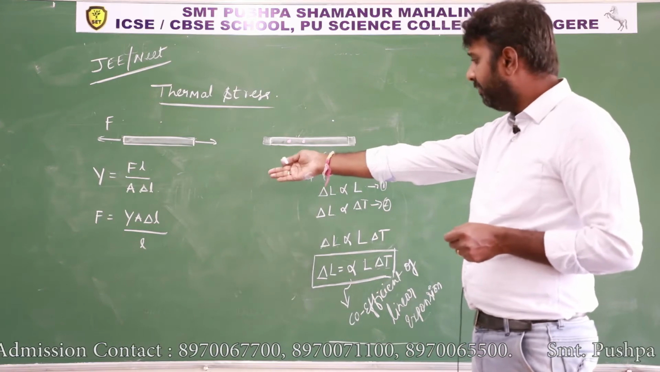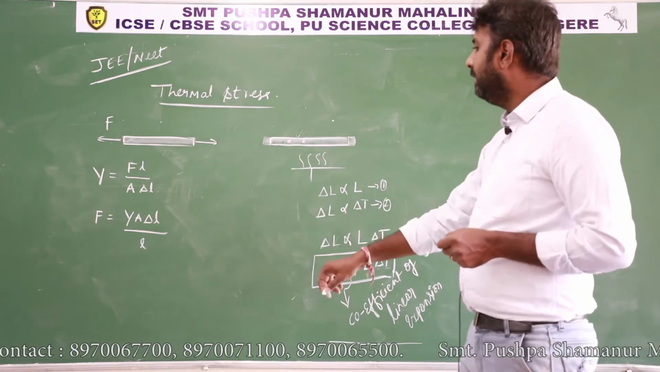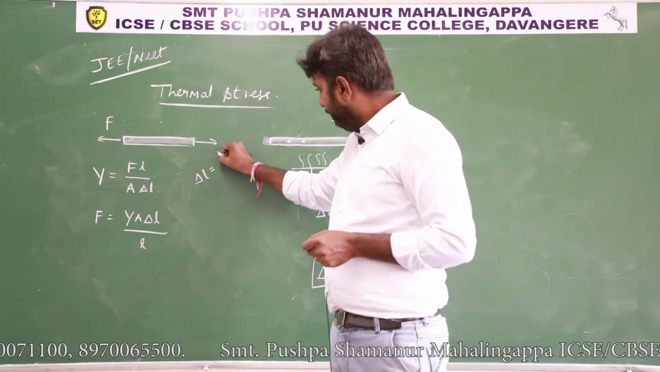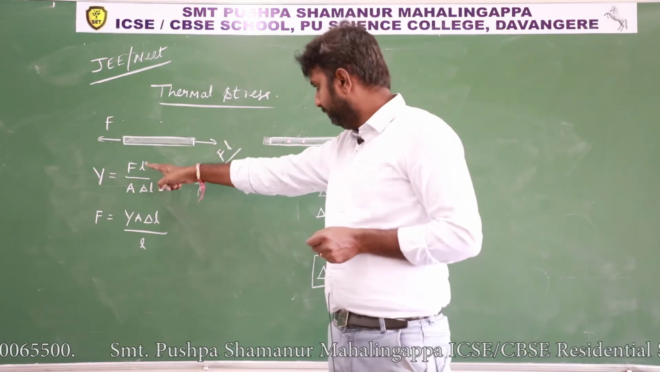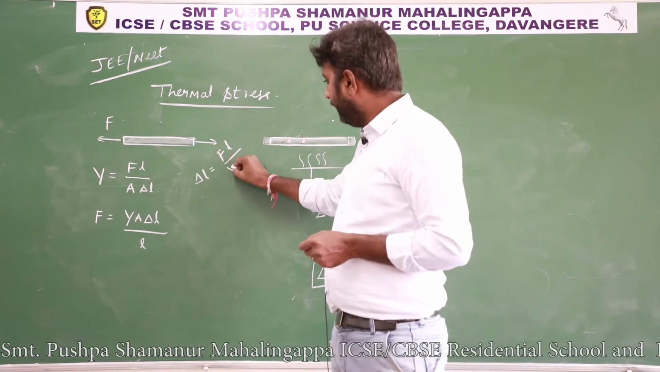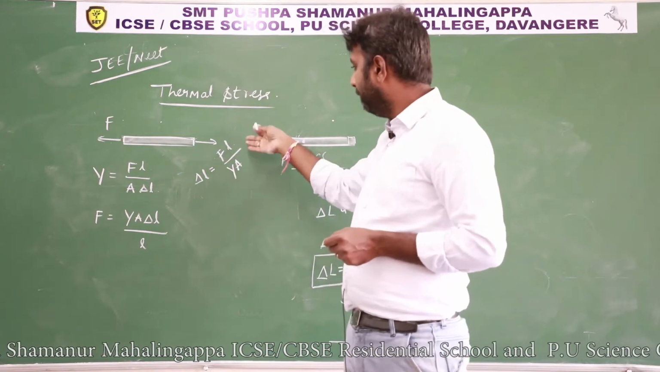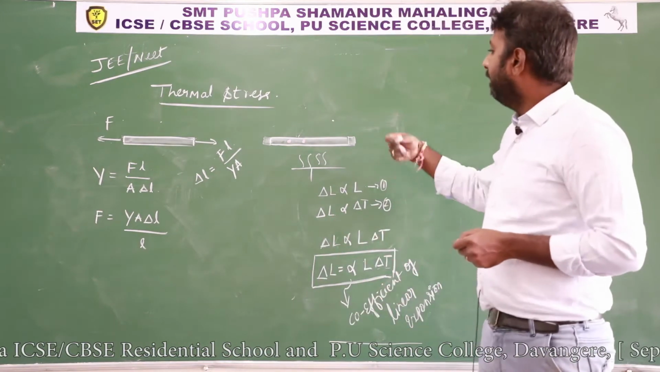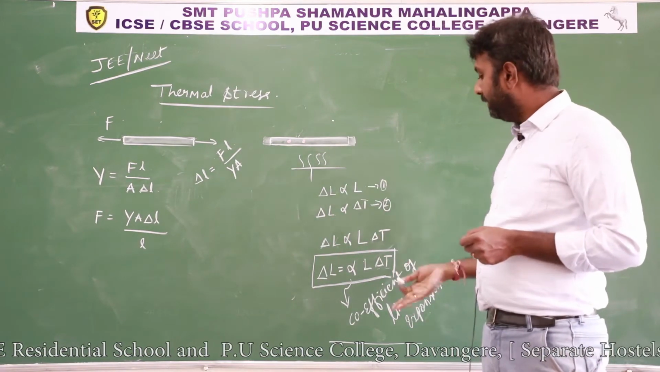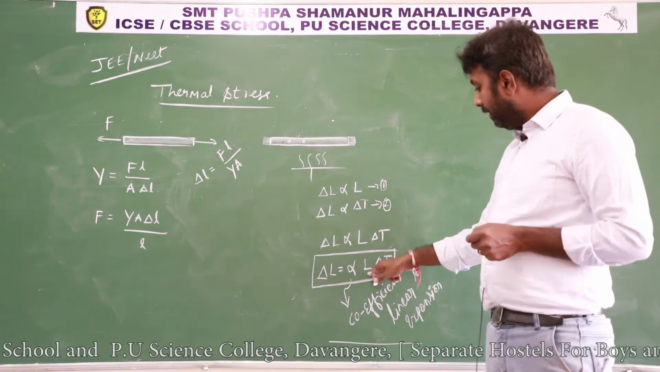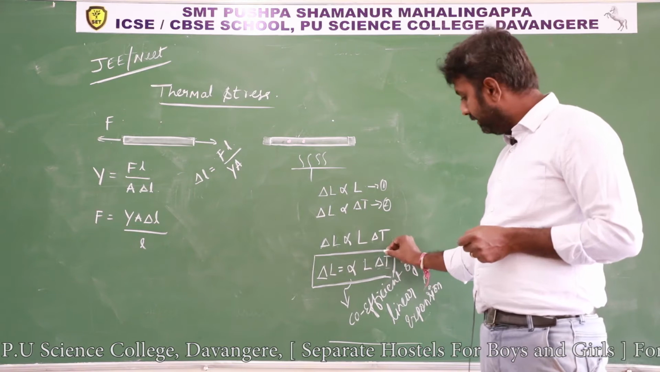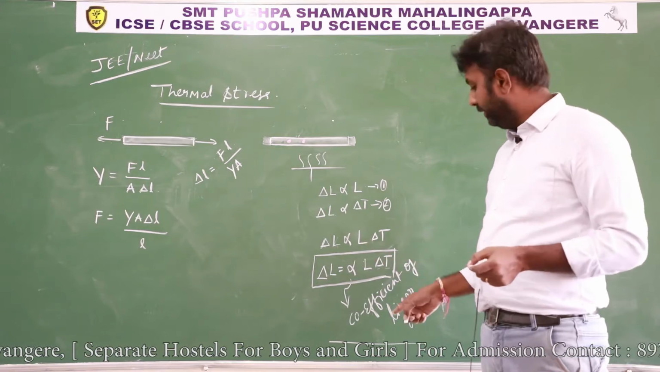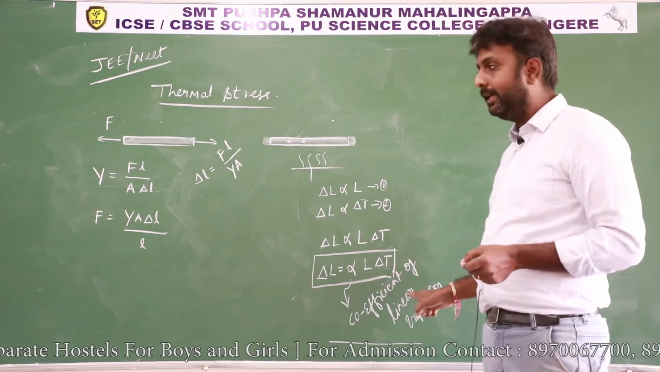There, F equals YA delta L by L. Here also you can see the change in length is equal to FL divided by Y into A. The change in length will depend upon these factors while applying load or weight. But while supplying heat energy, due to the increase in temperature, the change in length depends upon the original length and change in temperature, where alpha is the proportionality constant, called the coefficient of linear expansion.